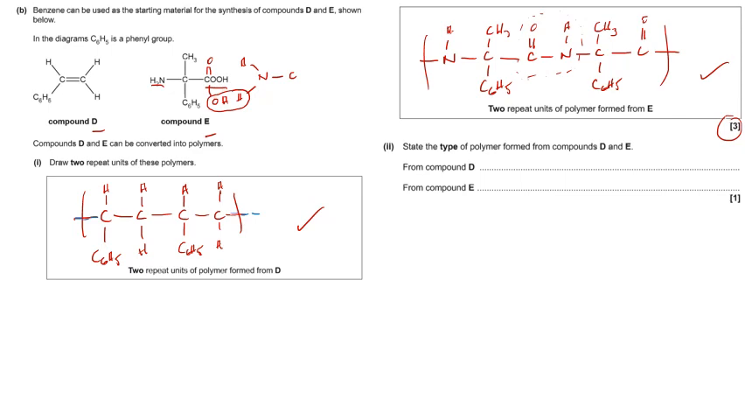Like so. And to finish this slide off, we've got the type of polymer. So as we've said, this is addition, and this is condensation, like so. If you've put for condensation instead of polyamide, that also is fine.